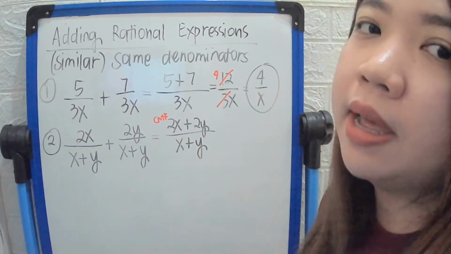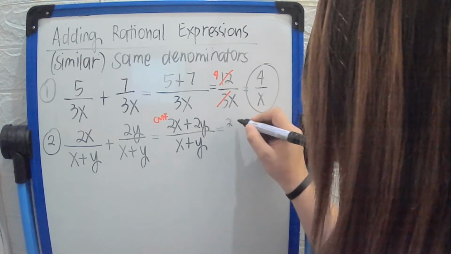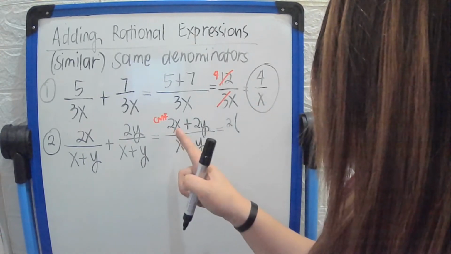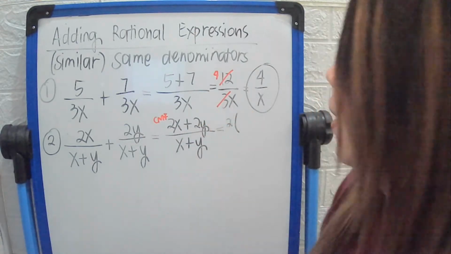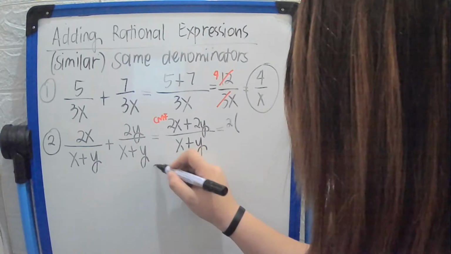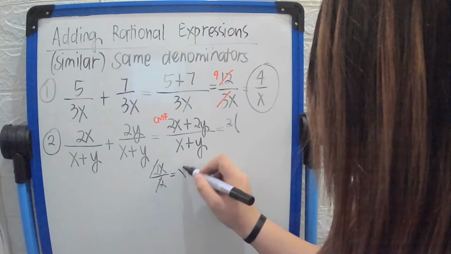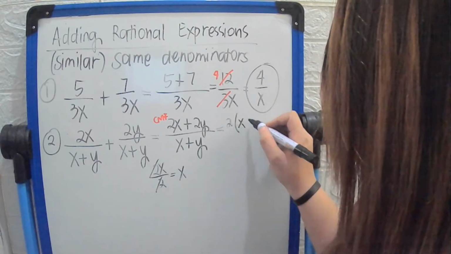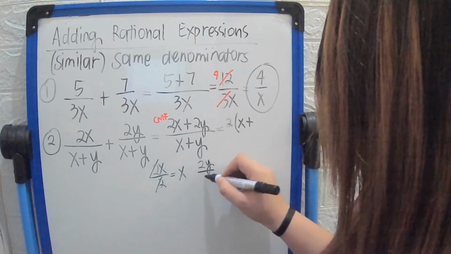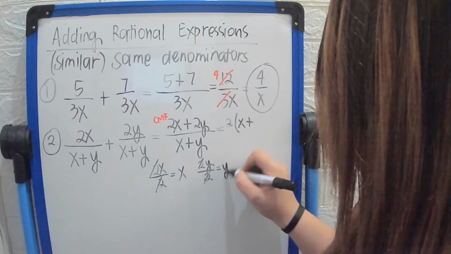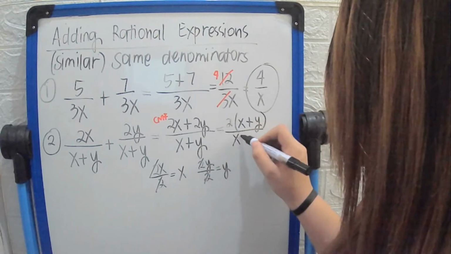So applying CMF, we can have a common factor of 2 because 2 can divide 2x and 2y. If we divide 2x by the common factor 2, this will be cancelled out, so you are left with x. So you put x here, then plus, because you have plus there. 2y divided by the common factor 2 is cancelled out, you are left with y. So you put y here. And then copy the denominator x plus y.